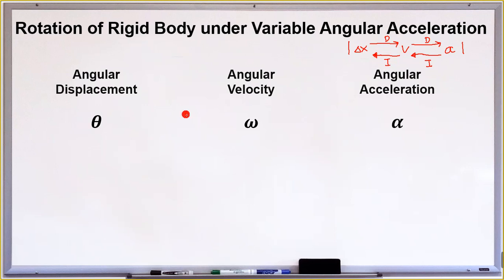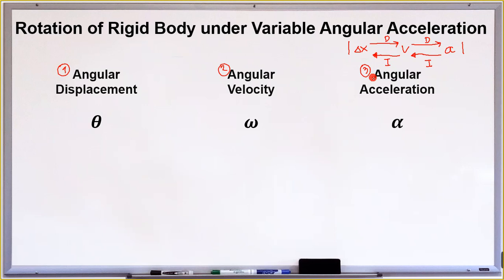So the same with rotation, the equivalent of linear displacement is the angular displacement. So this one right here, the first parameter, theta. The equivalent of linear velocity in rotation, that is angular velocity, represented by this small w. Okay. And then the last one, the equivalent of the linear acceleration for rotational object is the angular acceleration denoted by alpha.